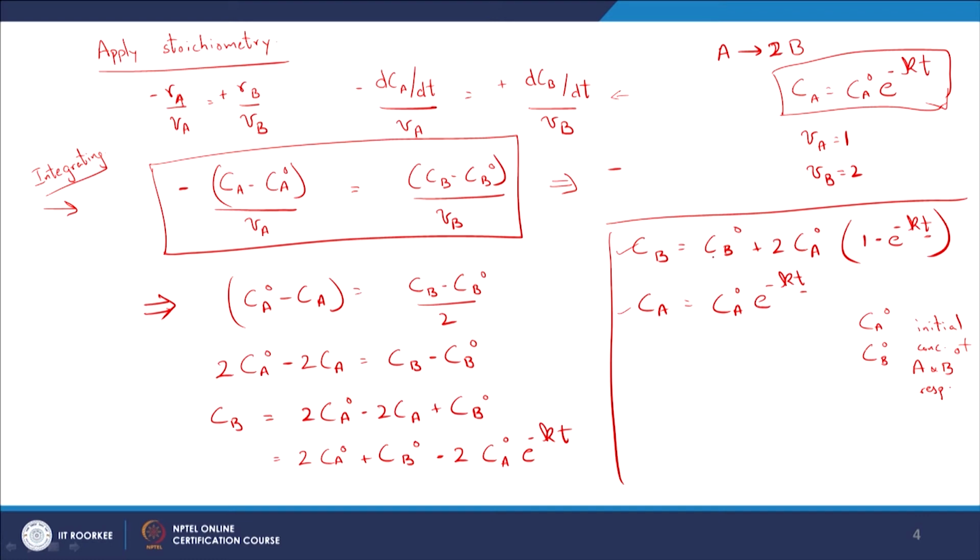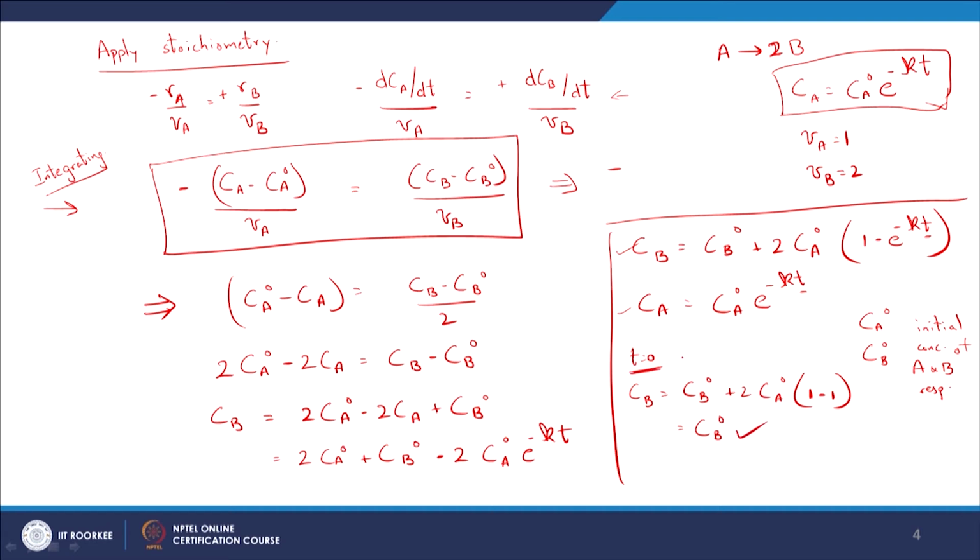If you want to, you can plug in time equal to 0 and time equal to infinity and check your particular equation. So, let us plug in time equal to 0. Let us see what Cb will transform to. It will be Cb naught plus 2 times Ca naught into 1 minus e to the power of 0, which is 1, and 1 minus 1 is 0. So, that is equal to Cb naught. That is a check.